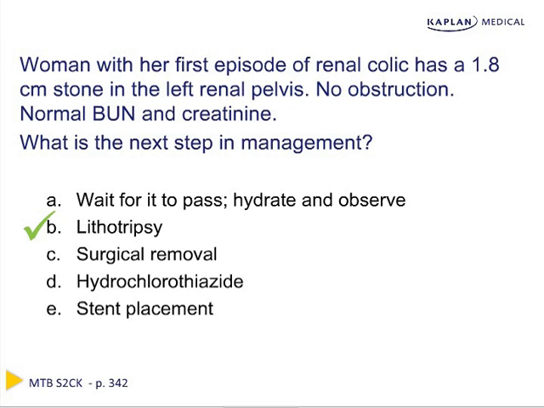A. What size stone would it be appropriate to just sit and wait for it to pass with conservative measures? The correct answer here is less than 5 millimeters. So if a stone is less than 5 millimeters, it's more likely going to pass on its own. So all we need to do is support the patient, keep them comfortable and hydrated until that happens.